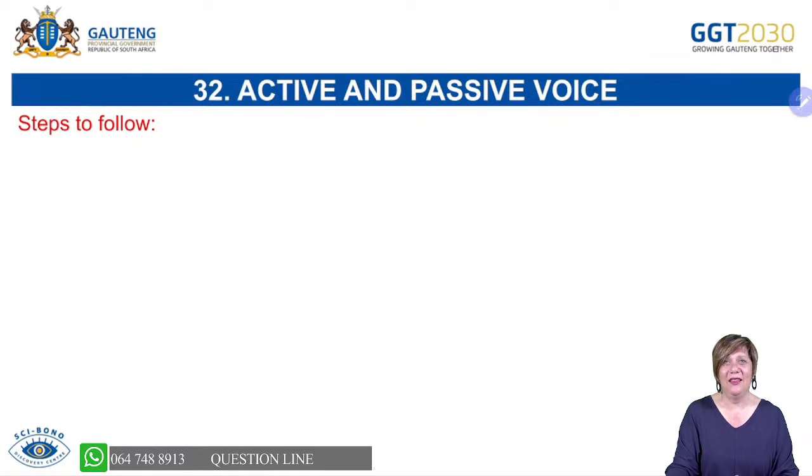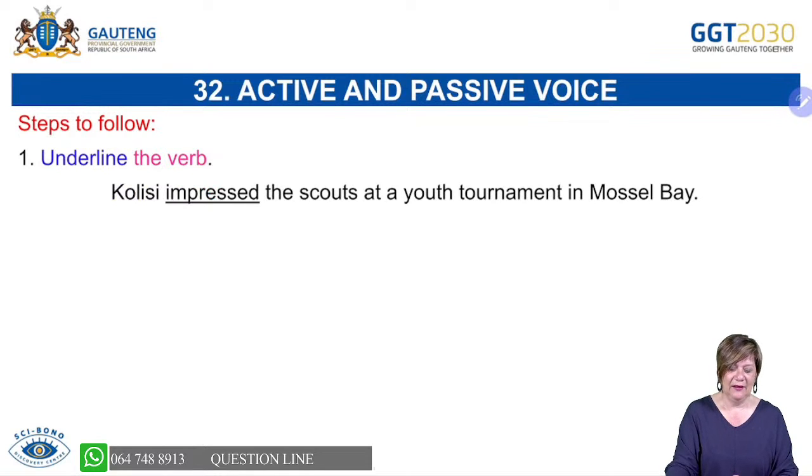Now, another thing that is sometimes quite confusing, I know, is active and passive voice. But again, I'm going to show you a recipe to do this easier. The first thing you need to do is underline the verb. Can you see how important it is to find the verb or verbs in your sentence? Now, let's look at my sentence.